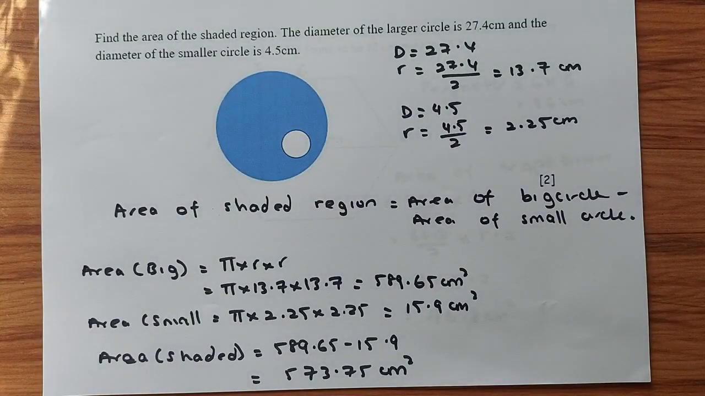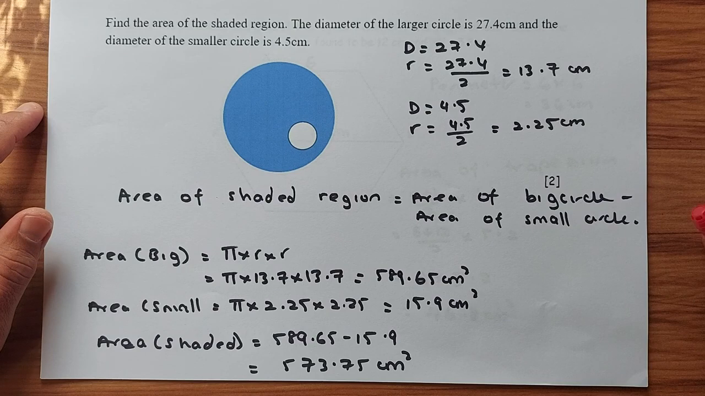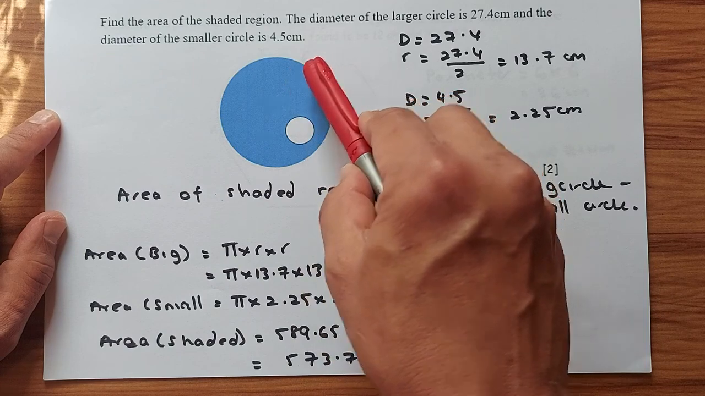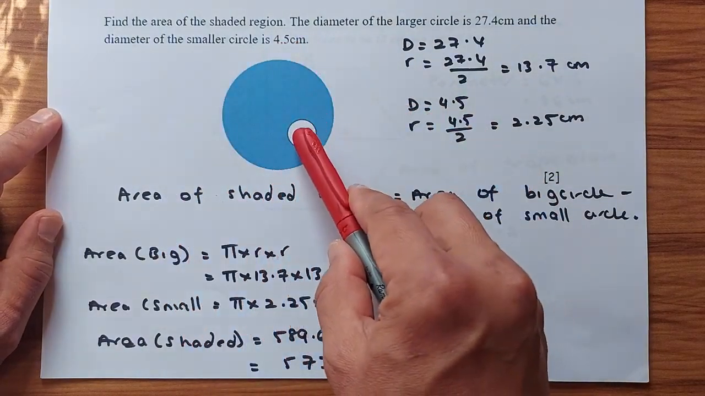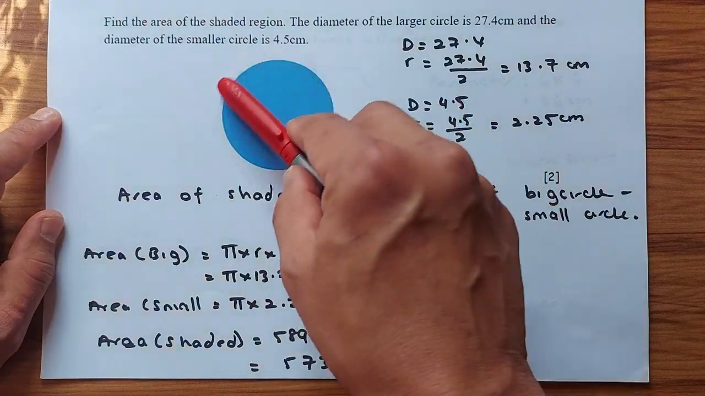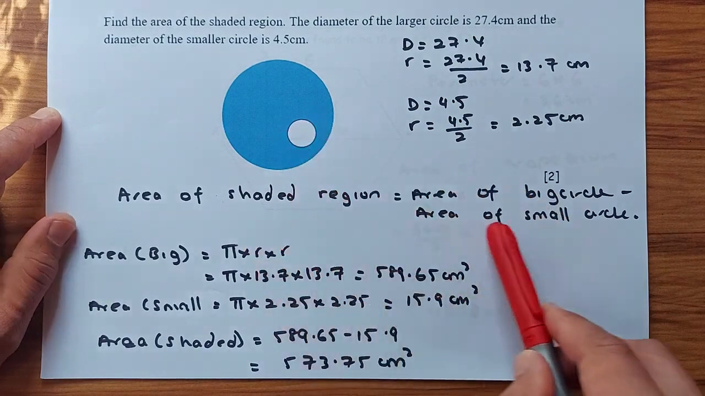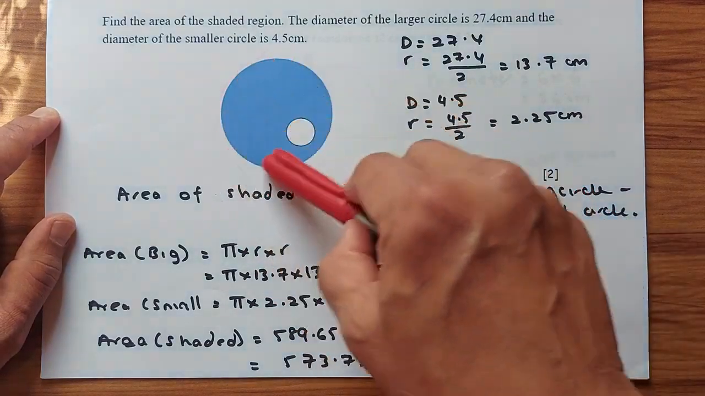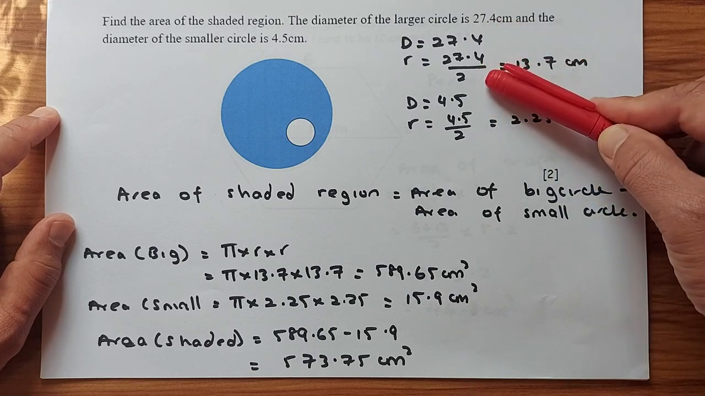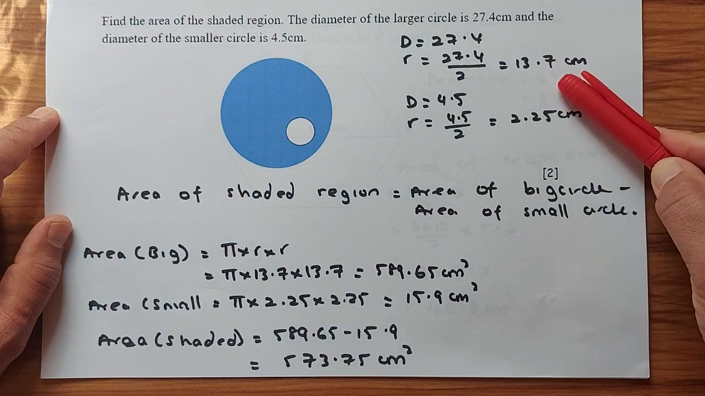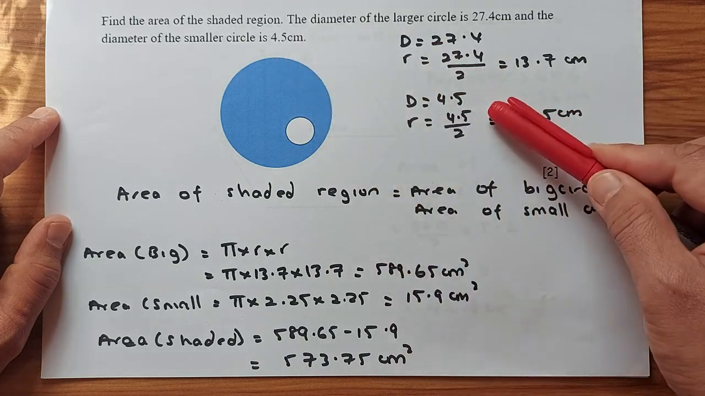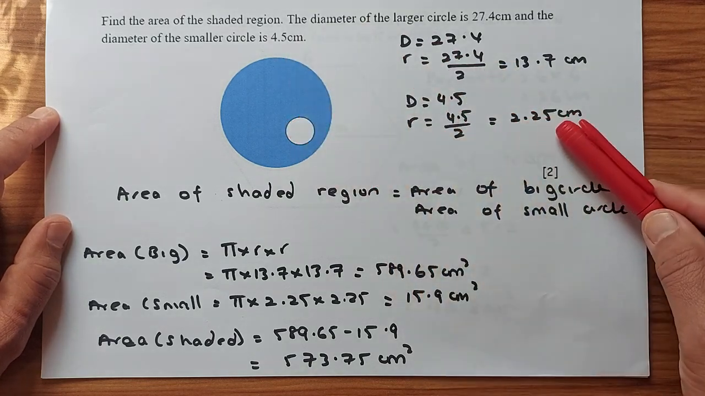Now we shall go to question 2. Find the area of the shaded region. The diameter of the larger circle is 27.4, and the diameter of the smaller circle is 4.5. To get the area of the shaded region, the blue region, you have to take the area of the big circle minus the area of the smaller circle. To calculate the area of the big circle, you first need to change to the radius. Diameter is 27.4. To find the radius, you halve it, so you get 13.7. Similarly, for the small circle, the diameter is 4.5. You halve it, the radius is going to be 2.25.